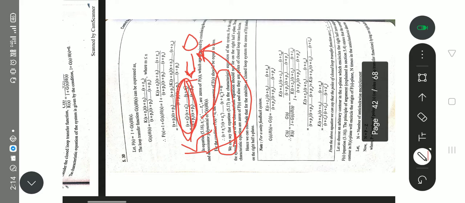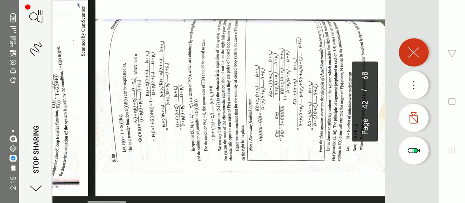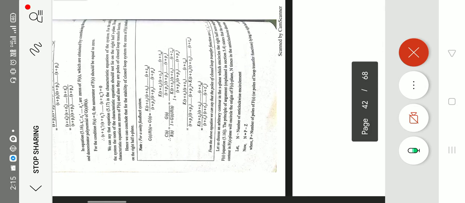Sometimes he asks a 2 marks or 3 marks question on how to measure the Nyquist stability criterion. In that case we can write this derivation part. Okay, this whole part we can write. We can measure the N circles in a Nyquist plot using this formula, N is equal to P minus Z. Here P is the number of poles and Z is the number of zeros.